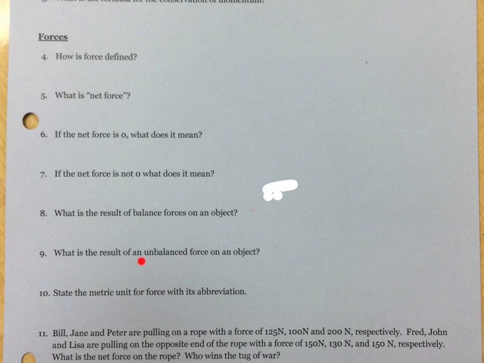As far as unbalanced forces go, that just means that there is motion in the object. So the object is moving in some direction or with some speed. It can be either or both things happening. And in an unbalanced force, the net force has an actual value to it. It is not 0.